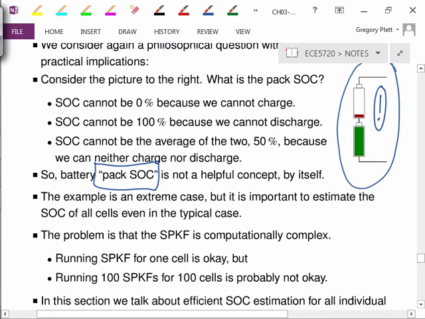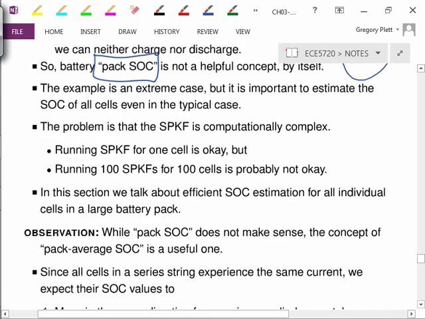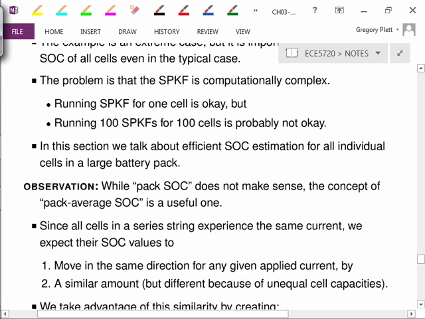And the issue is that running a common filter, especially maybe even a sigma point common filter, is computationally complex. So running a sigma point common filter for one cell is okay. But running 100 sigma point common filters, if I have 100 cells connected in series, is probably not okay. The computation multiplies linearly by 100, and that's a lot.